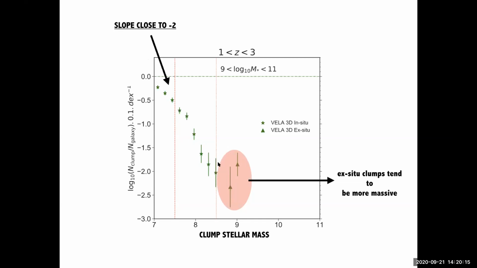Ex situ clumps, however, don't follow this slope and tend to be, in this particular simulation, much less frequent and also more massive. So by looking at this kind of plot, you can put constraints on how clumps have been formed by looking at the stellar masses and the stellar mass distribution. Now, let's compare this to observations. I can compute from the CANDELS sample, using this machine learning detection technique plus the SED fitting, the stellar mass function of clumps in CANDELS.